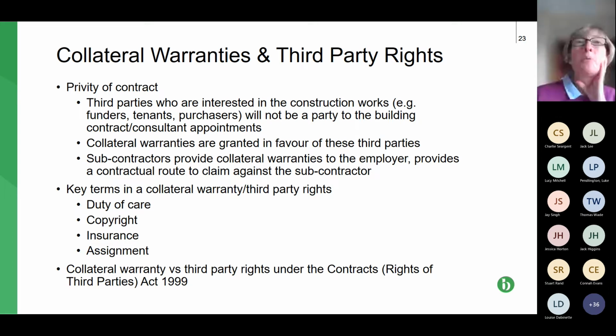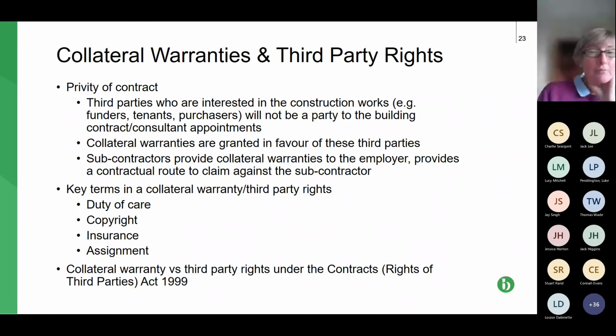so allowing one party, so it might be a tenant, to assign to another tenant. And again, that's not giving several people the benefit of the collateral warranty. It is transferring the rights under the collateral warranty to another party where they have rights.